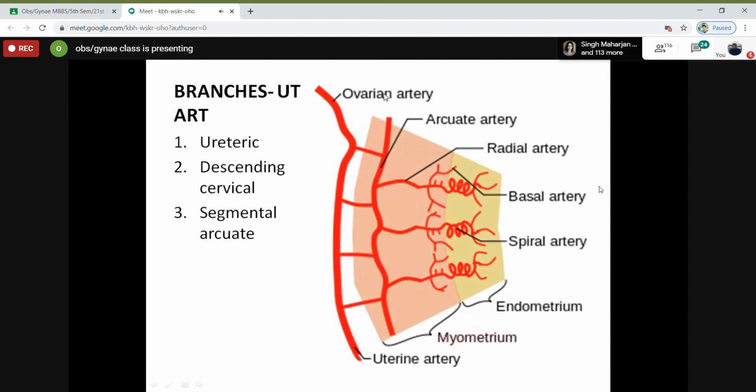This is even better visible: the arcuate, the radial, the basal up till here, and then the spiral. So this is the spiral artery. It is running in a spiral fashion.